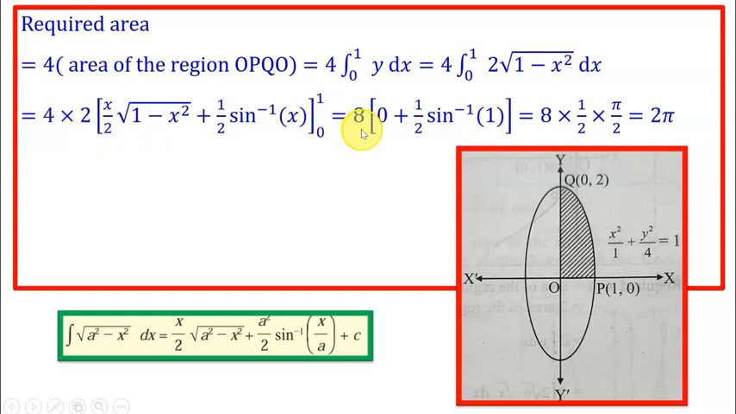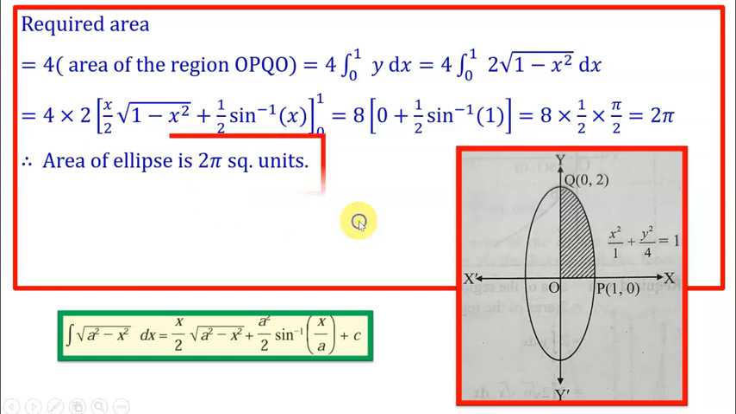4 into 2, 8. Next, replace here x by 1. Then this term will become 0. Next is 1 upon 2 sine inverse of 1. But what about the sine inverse of 1? It's pi by 2. So 1 upon 2 into pi by 2. That is 8 into 1 upon 2 into pi by 2. Therefore, you will have here 2 pi. So the area of the ellipse is 2 pi square unit.